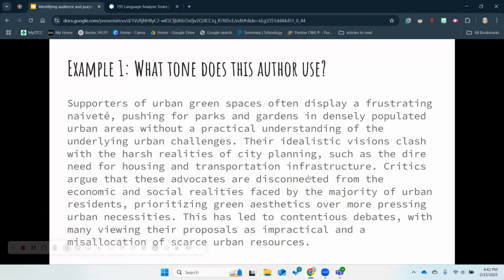So a condescending tone towards the supporters of urban green: disconnected from reality, impractical, misallocation. So yeah, I hear a lot of language in here that to me sounds condescending.